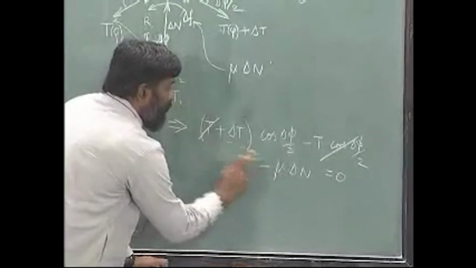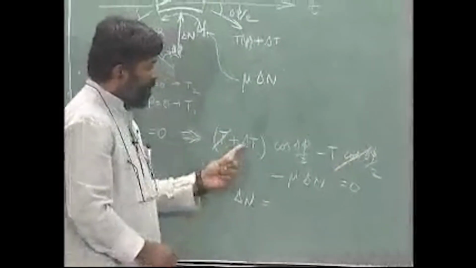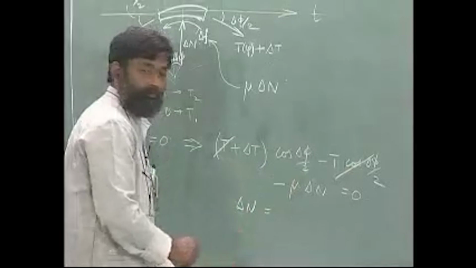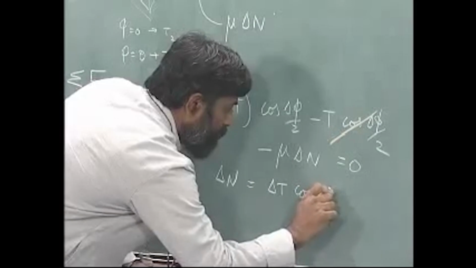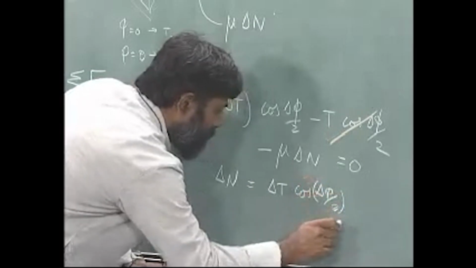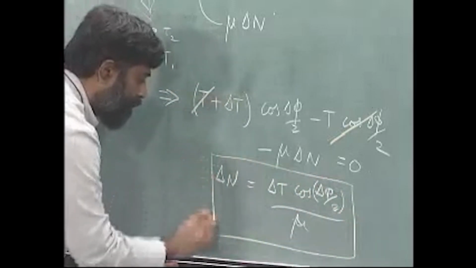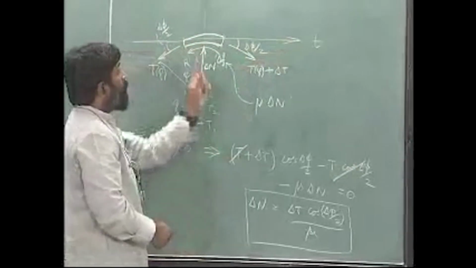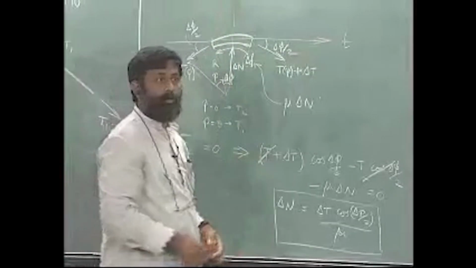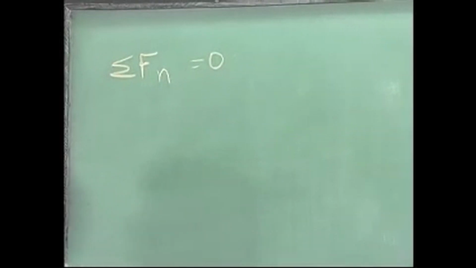So let us write down delta n. Delta n will turn out to be delta T cos delta phi by 2 divided by mu. How did we get this? We took the tangential equilibrium. Now we will resort to normal equilibrium, or radial equilibrium. So sigma F along the n direction is equal to 0.